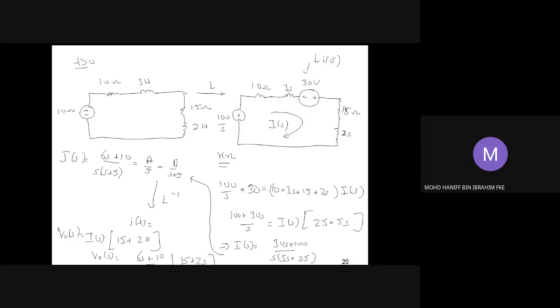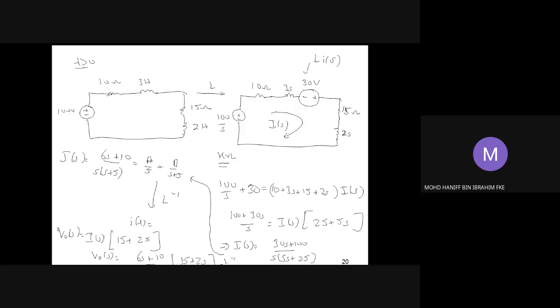Again, this is based on the partial fraction. Do the partial fraction to find the V naught(s), and then you can simply do the inverse Laplace transform to get the v naught(t) as requested from the questions.